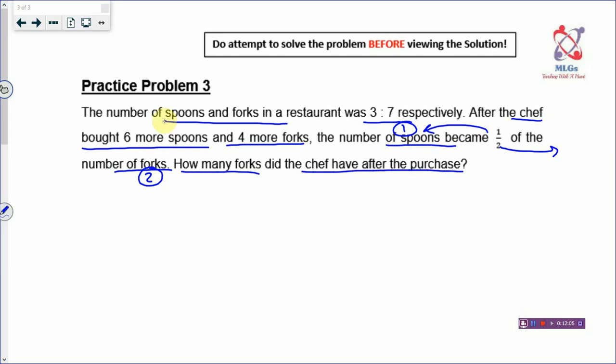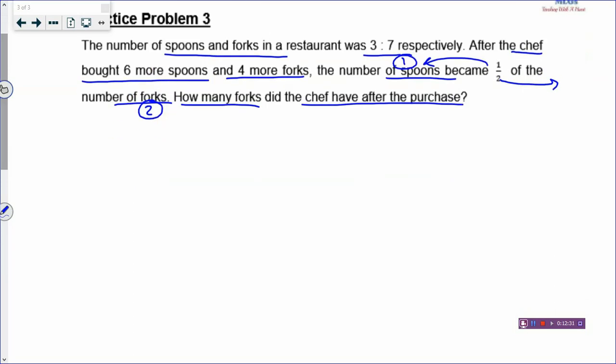So what is unchanged? Now the total is changed because there's no transfer. And the difference is changed because the chef did not buy equal number of spoons and forks. And everything changed because why? Because the chef bought more spoons and also bought more forks. So there is not one group unchanged. Alright, so everything changed. Alright, then use your table. Once you know it's a before and after problem, then you draw your rows and columns.